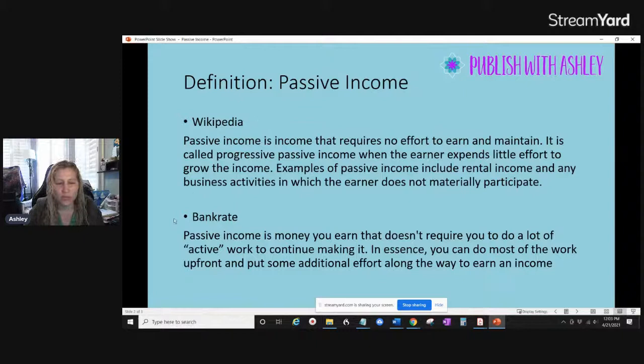So this was from bankrate.com. Their definition, which I actually like better, is passive income is money that you earn that doesn't require you to do a lot of active work to continue making it. In essence, you do most of the work up front and then put in some additional effort along the way to earn income. I like that definition because it shows that passive isn't necessarily passive. It's that you did work up front and then you reap the benefits of it each month or each week or however you get paid.